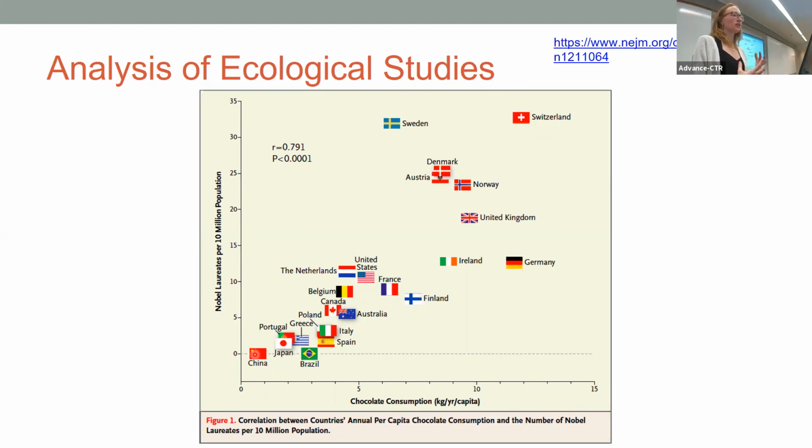I think one thing to mention about this is that you should always be careful about inferring causation from trends of correlated data, because I don't necessarily think that this means if we all start consuming chocolate, we're going to become Nobel laureates. But this is what data looks like from an ecological study, right? We don't have individual data points that represent one single person. We have data points that represent countries or groups.